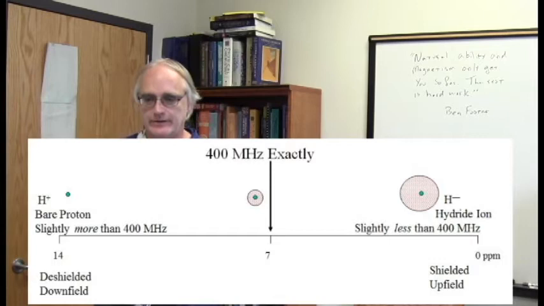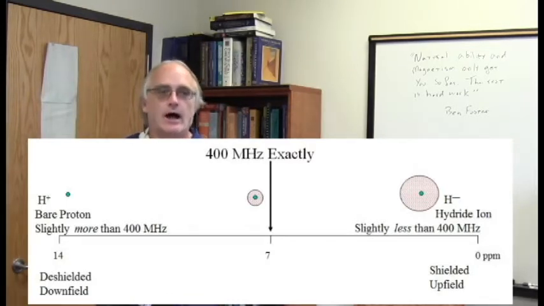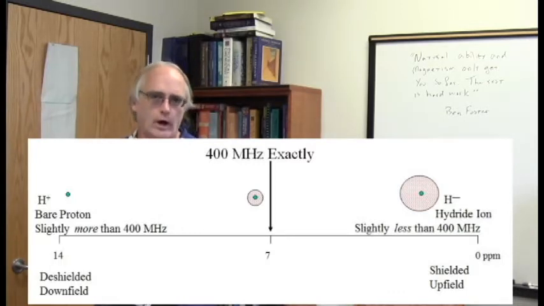The de-shielded bare proton, it's going to take slightly more than 400 megahertz frequency energy to change its orientation in the external magnetic field. Now, I'm not talking 420 megahertz. I'm talking 400.00001 megahertz. It is a tiny effect, but it is measurable.